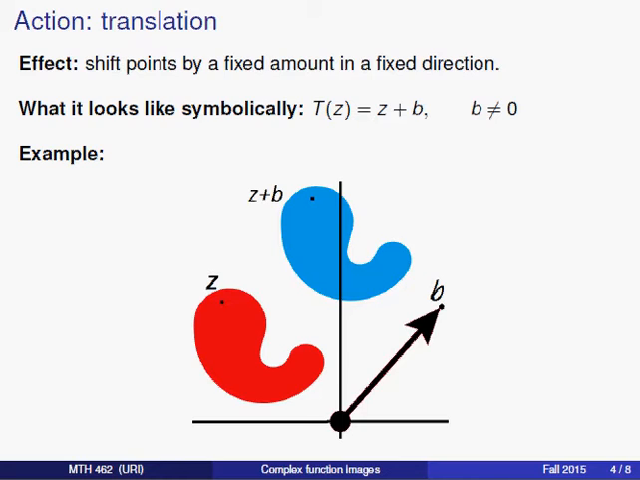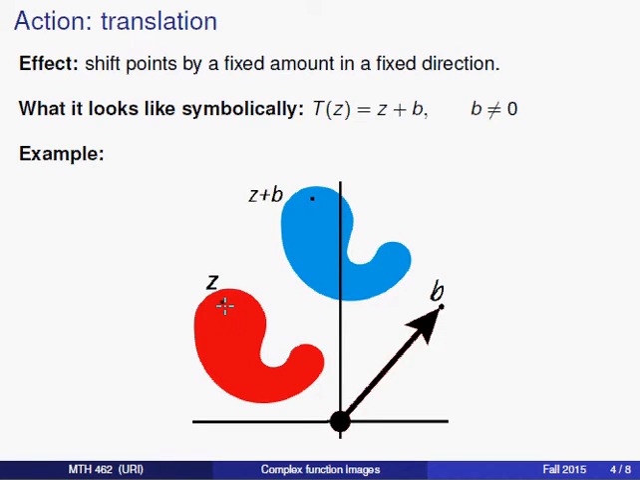Starting with translations. The effect of a translation is to take a point in the complex plane and shift it by a fixed amount in a fixed direction. Symbolically, what this looks like is when we take our complex variable z and we simply add another complex number to it. Now, calling that complex number b, what we'll see graphically is that the vector formed from the origin out to the point b in the complex plane will tell us how much and in which direction to shift every point of a region.